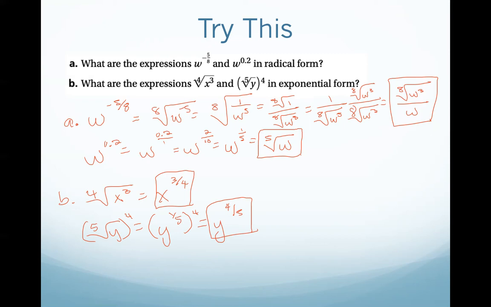In part B, we can go directly into the 3 is our exponent and the 4 is our index, so it's 3/4. And then in part B, the second part, we have the 5th root, which is to the 1/5 power, and then that to the 4th power, which gives us an exponent of 4/5.